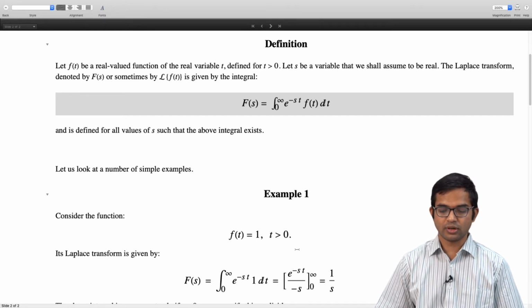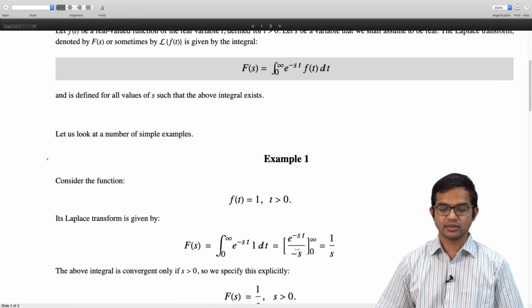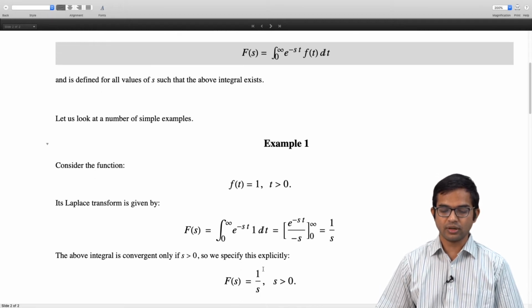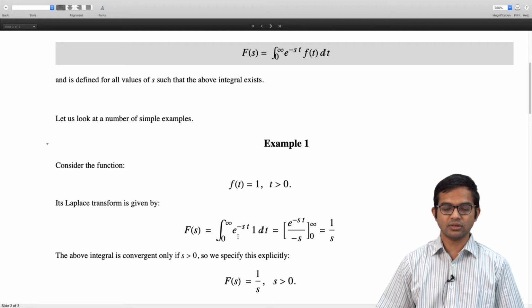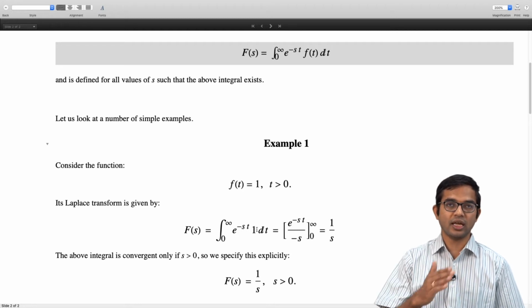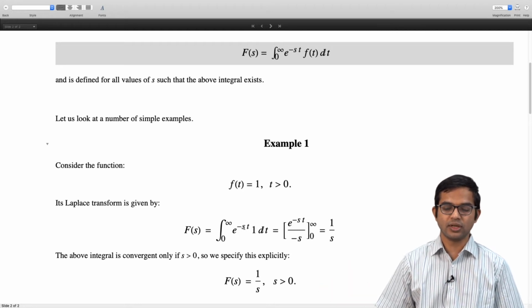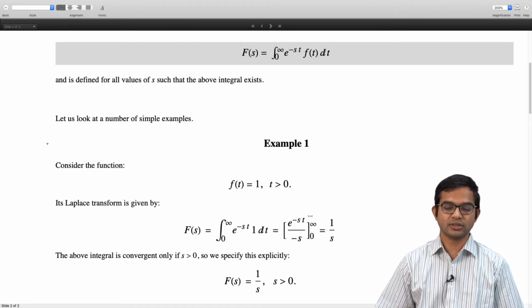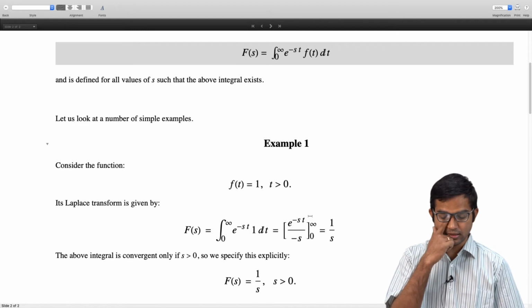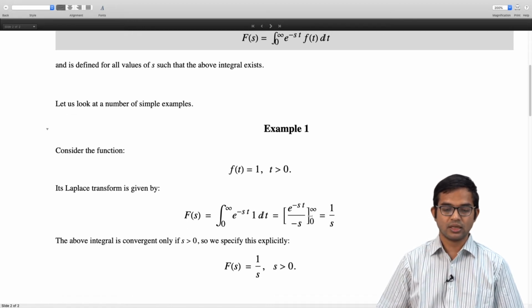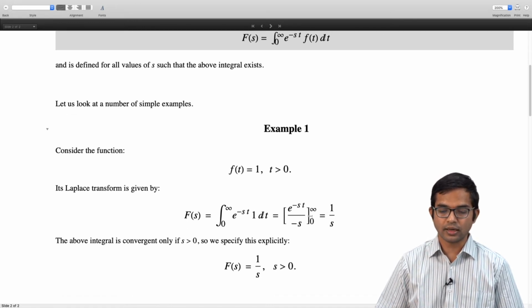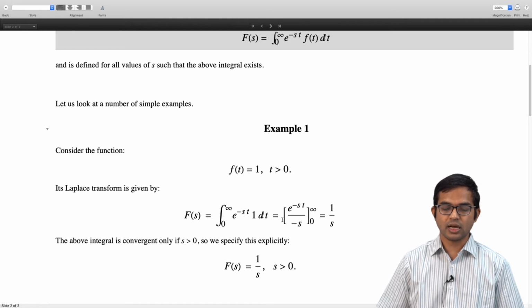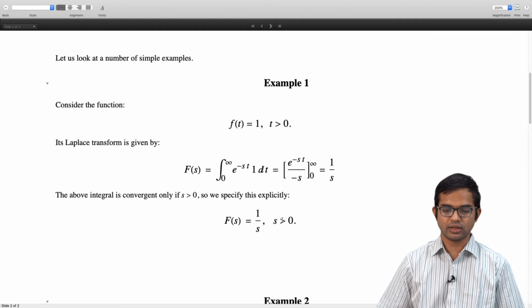It is important to check that this integral is a convergent integral. It's a meaningful integral only if s is greater than 0, right? You want this exponential to decay as t goes to infinity, and when s is greater than 0, indeed f of s is 1 over s. If s is less than 0, then this is not going to converge. So we restrict s to be greater than 0 for this very simple example. Let's look at another example.